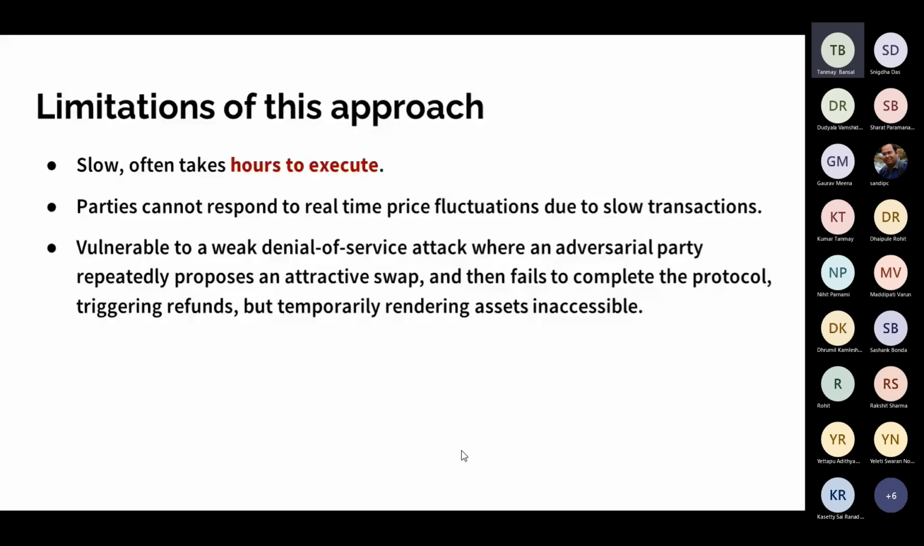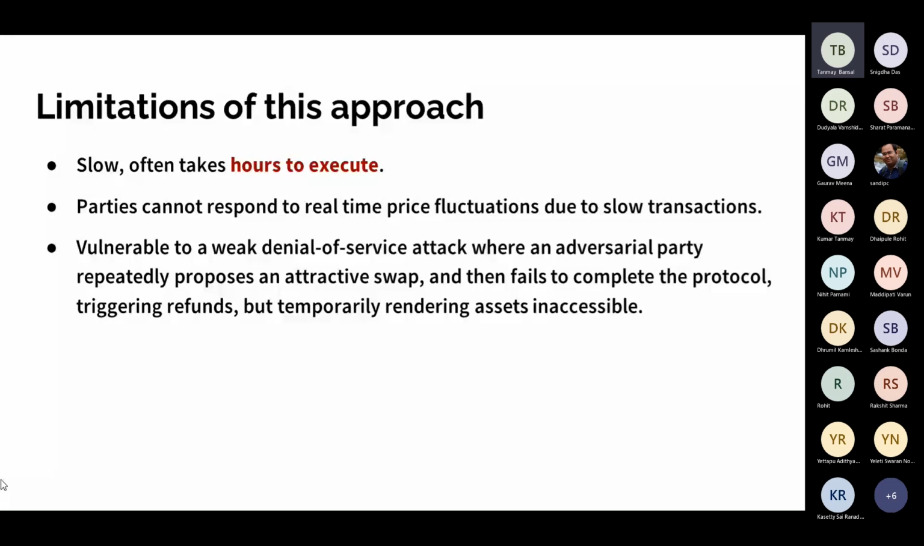Now there are a few limitations of this approach. As you can see, it is a bit slow and often takes some hours to execute. As I said, it all depends on who is publishing the contract when. Alice could publish the contract first and then wait for Bob, and Bob could take his time to publish his contract. There is nothing that the protocol itself forces Bob to do within a certain time.